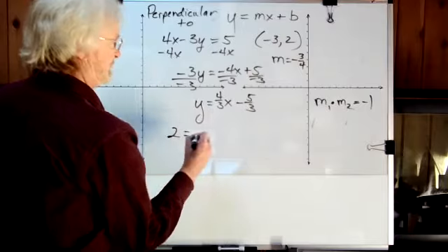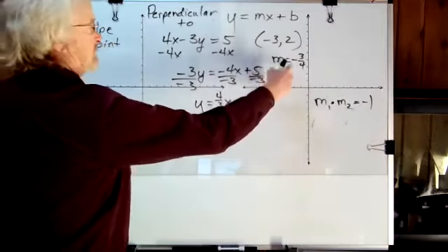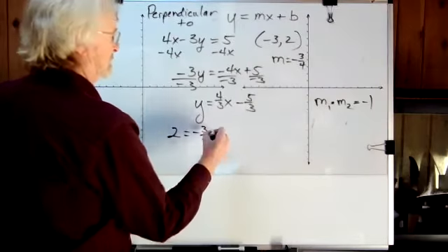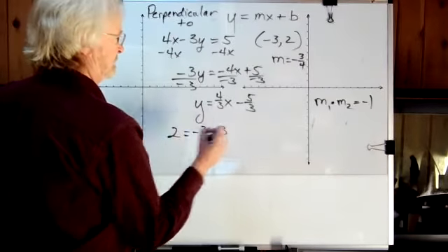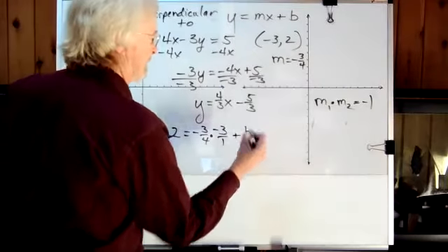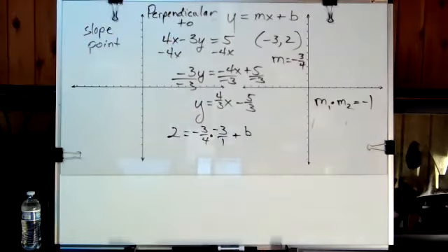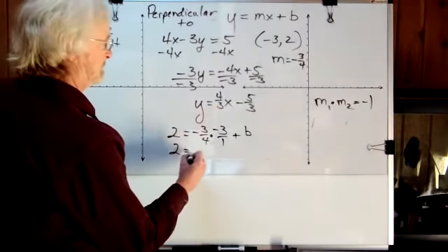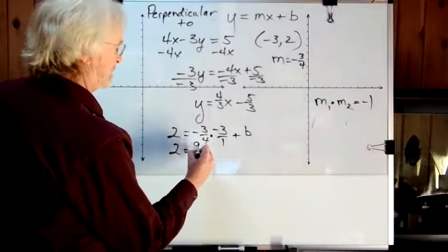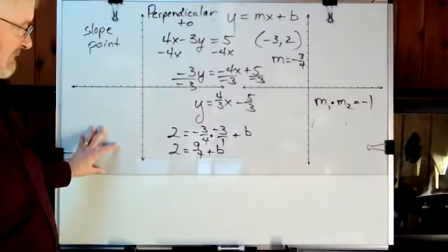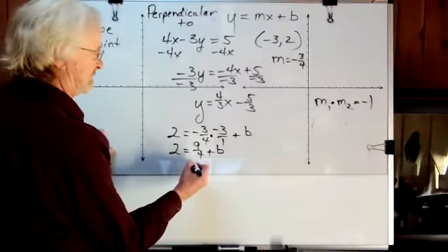Make sure you start from y. New slope, negative 3/4 times negative 3 for my x value, plus b. All right, I did a real good job here. I'm going to get some fractions. Nothing to cancel, right? 2 equals negative negative is 9/4 plus b. I'm going to have to subtract that 9/4 from both sides.